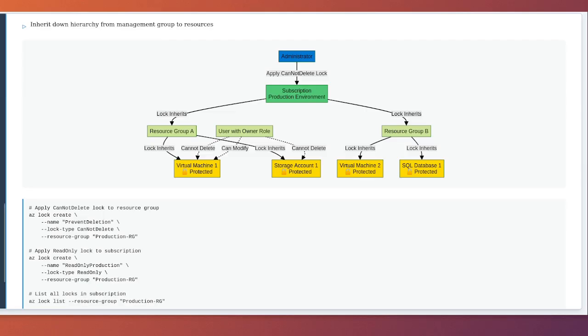Locks are particularly useful for protecting resources that support other resources. For example, you might lock the VNet that supports your production applications, the resource group containing your hub networking components, or the storage account that holds your backup data. Even if someone accidentally tries to delete these resources or an automation script targets them, the lock prevents the deletion and the infrastructure remains intact.